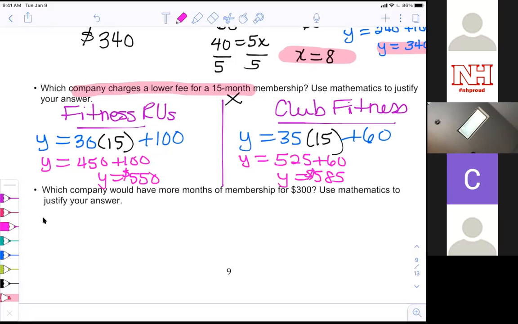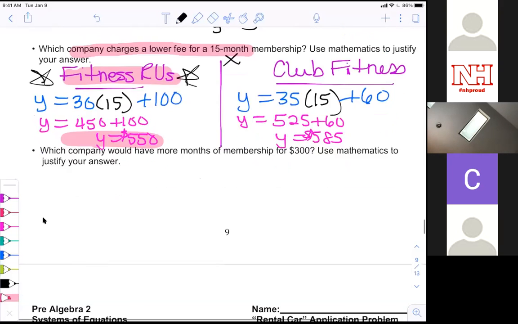Well, pretty obvious. I mean, 35 bucks, it's still a cheaper fee. And that would be Fitness R Us. So make sure you star it, you box it, do something to show that that's the company that has the cheaper fee, the lower fee. So we would want to go to Fitness R Us for saving ourselves 35 bucks. It's still something at least.